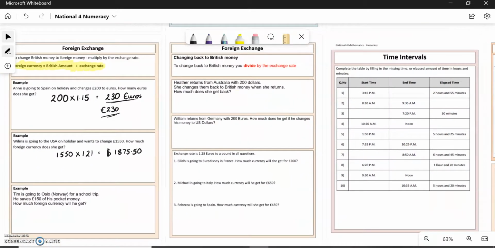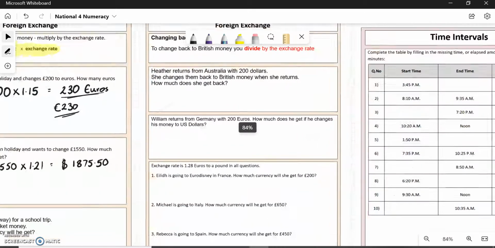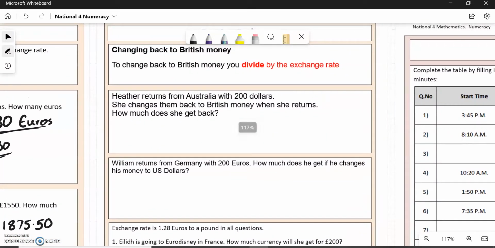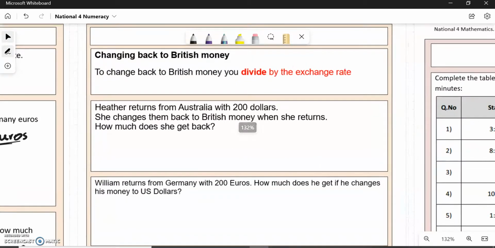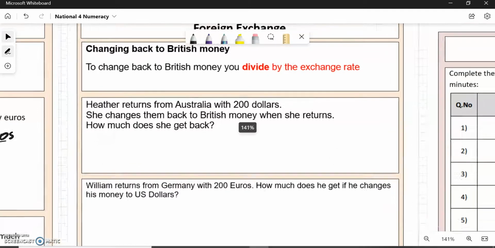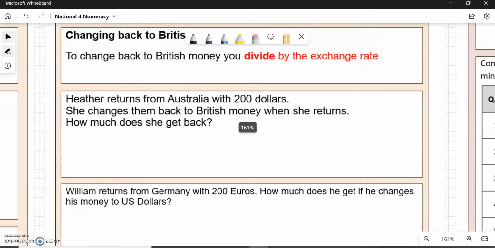Okay, we can also go from British pounds, but if we come back and we still have money, we would need to change back into British pounds. So when we go abroad, we multiply by the exchange rate. When we come back home, we divide by the exchange rate. So let's have a look at this first example. Heather returns from Australia with $200. She changes them back to British money where she returns. How much does she get back?